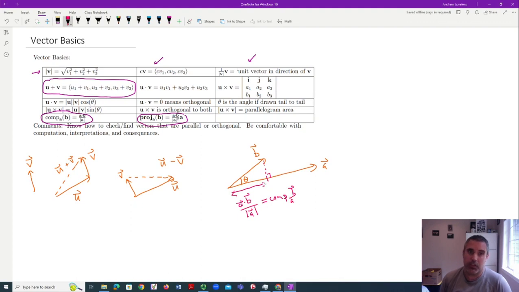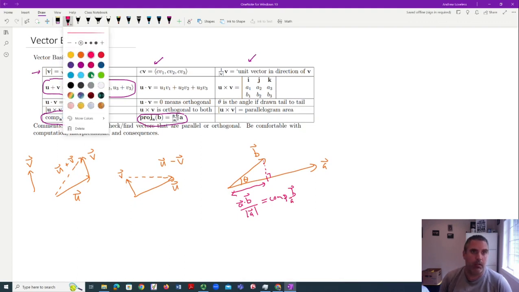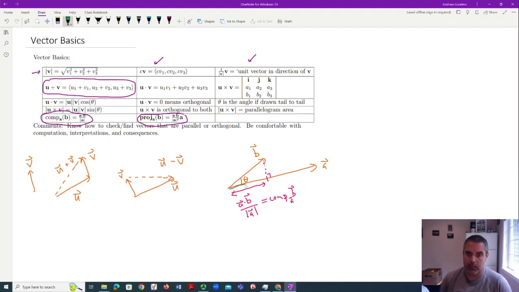And then we said if you actually want the vector itself, you can use our rescaling trick. So if you wanted this vector, you could rescale by doing the following. Take the vector A, make it a unit vector, and then multiply by your desired length, which is this. And we called that the projection vector.